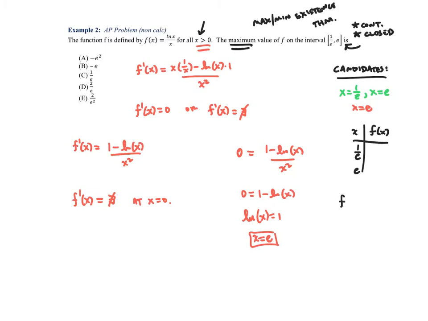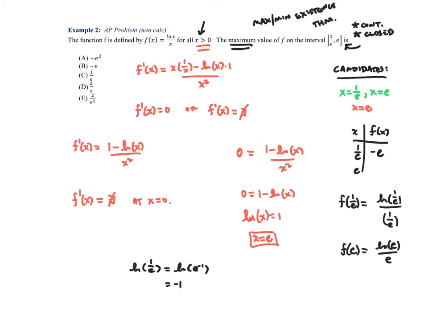So f of 1 over e will equal ln of 1 over e over 1 over e. Okay, and f at e will equal ln of e over e. All right, so let's think about this logically. Ln of 1 over e. I'm not allowed to use a calculator here, so I got to do some work with this. This is the same as the natural log of e to the negative 1. And what that comes out to be is -1. Therefore, f of 1 over e comes out to be -1 over 1 over e, which is -e.